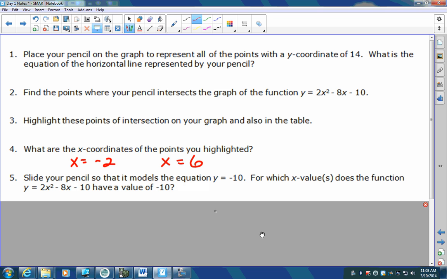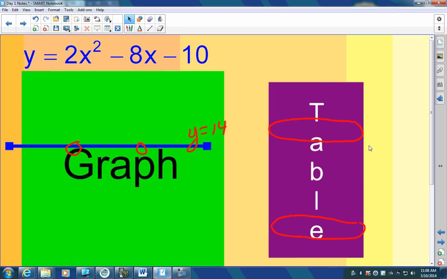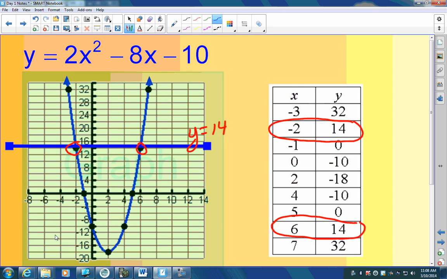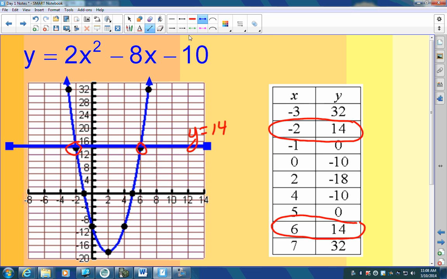Now this time it's saying, slide your pencil so that it models the equation y equals negative 10. So what we're going to do now is, it's asking us to go to where y is negative 10. Okay, so let's go down here, find where y is negative 10, and I'm going to draw a horizontal line to go across. Let's see here. There we go. Where y is negative 10.